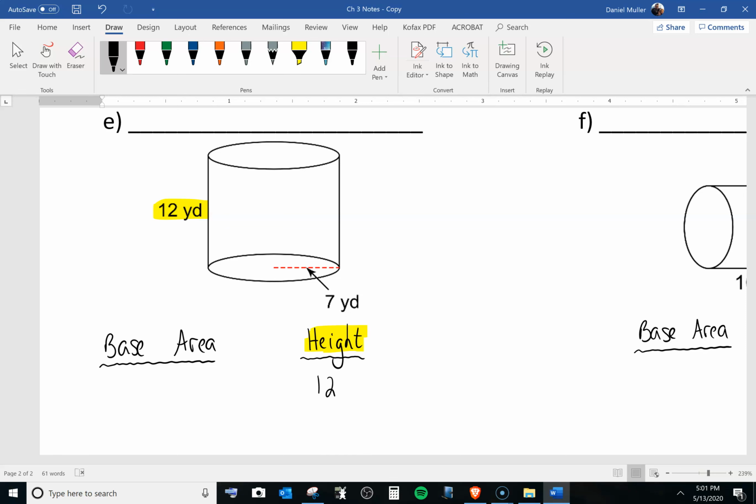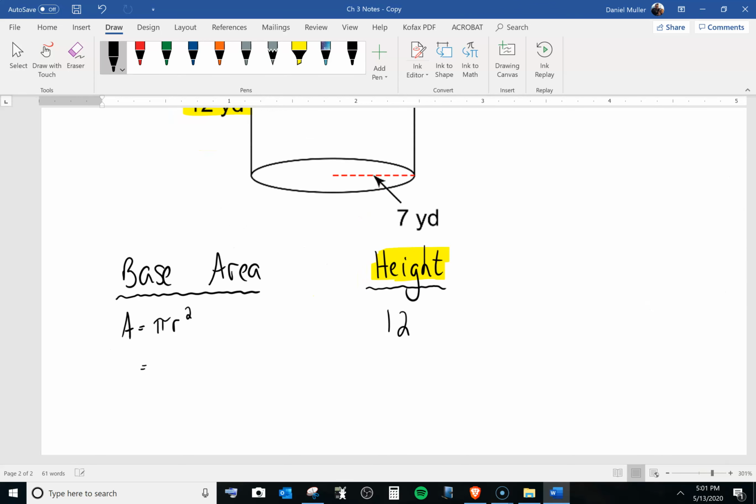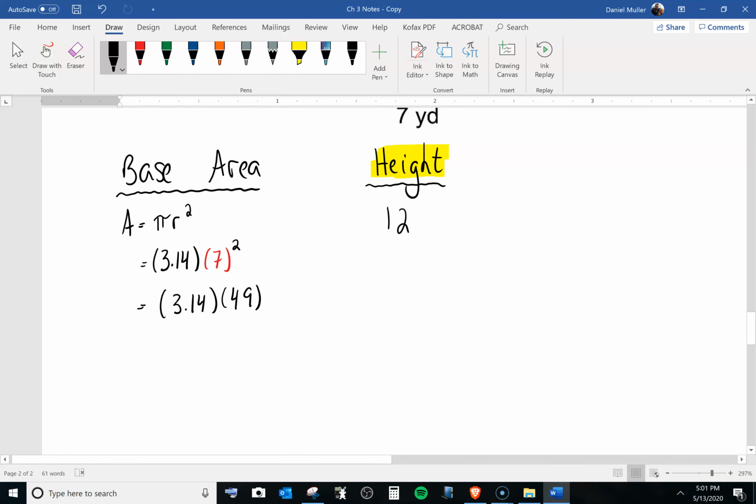Now the base area is the shape of a circle, and the area of a circle is pi times the radius squared. Now for pi, we're going to use 3.14, and the radius it says was 7, and we're going to square that. Now 3.14 times 7 squared is 49. I can't do that in my head, so I'm going to have to just do that vertically. Now 3.14, that's 2 decimal spots there, so I'll have to keep that in mind when I get my answer.